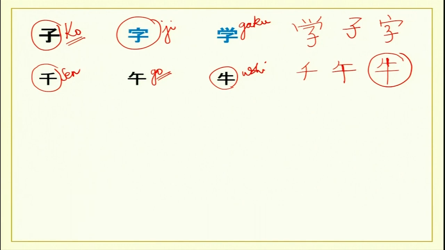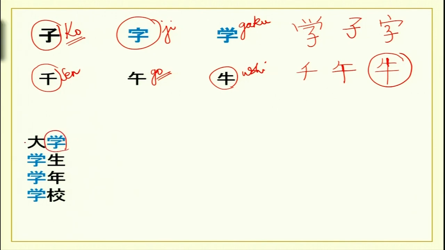Now let us see how many words we have over here with these characters. So gaku is there. You have done dai gaku. This character here also means oki. Then gakusei you have done. Gaku and sei. Then we have done gakunen. Gakunen is academic year. Gaku and nen.